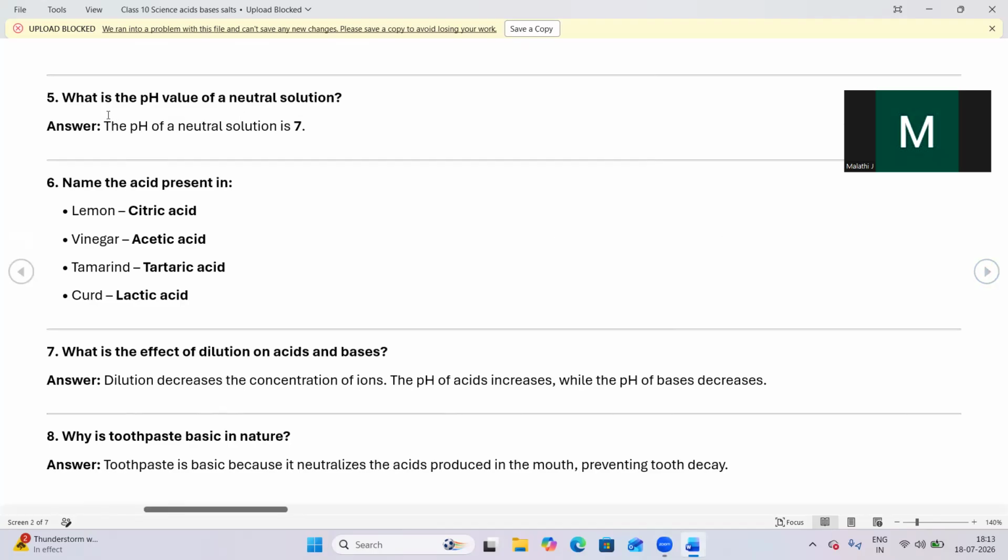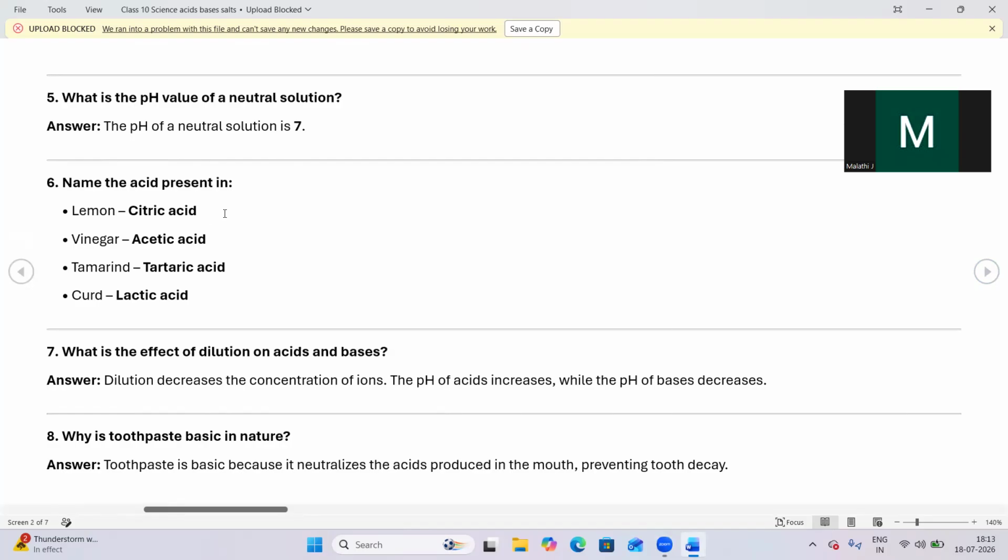Then fifth question, what is the pH value of a neutral solution? We already know that the pH value of a neutral solution is 7. If the pH value is less than 7, it is an acidic solution. If the pH value is more than 7, it is a basic solution.